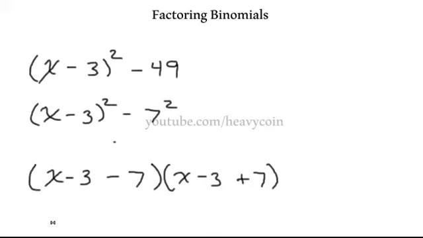But we could actually simplify this down to x minus 10 and x plus 4, right? Negative 3 plus 7 would be a positive 4. So that's been completely factored. And I think we'll just leave it right there.